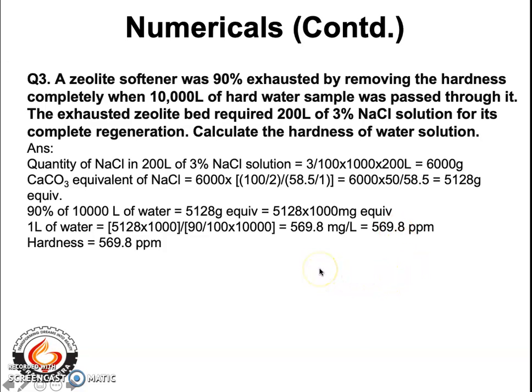So these are the three examples of numericals based on the zeolite process, and these numericals are a very important aspect of this chapter. So hope you have understood this. I will be giving more exercises on the numericals based on the zeolite process, which will help you to understand the concept more easily.